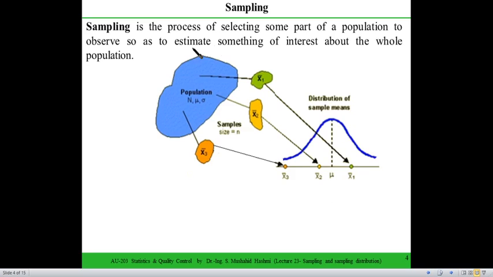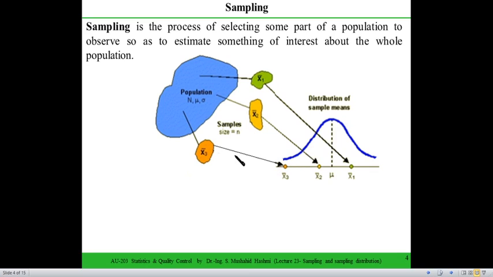For example, let's say you have a population, and the population parameters are the population size represented by capital N, mu is the population mean, and sigma is the population standard deviation. So what we do is we take a small part of that population called a sample, and here let's say we have evaluated the mean of the first sample, which is represented by x bar. So x1 bar would be the mean of that sample, x2 bar is another sample, and x3 bar is the mean of another sample.